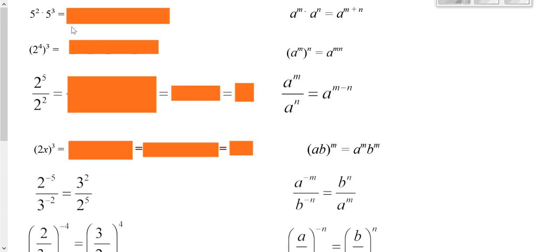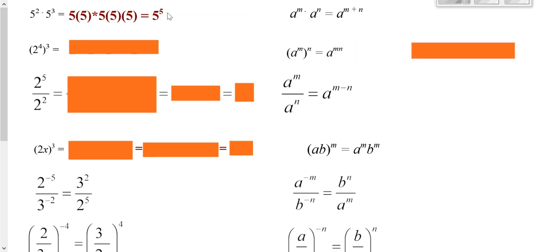So just to review exponents, 5 squared times 5 cubed would be 5 times 5 for your 5 squared, and your 5 cubed, which really means we have 5 multiplied together 5 times. So in other words, 5 to the power times 5 to the power, we really add the exponents, and that's what we're talking about here on the right.